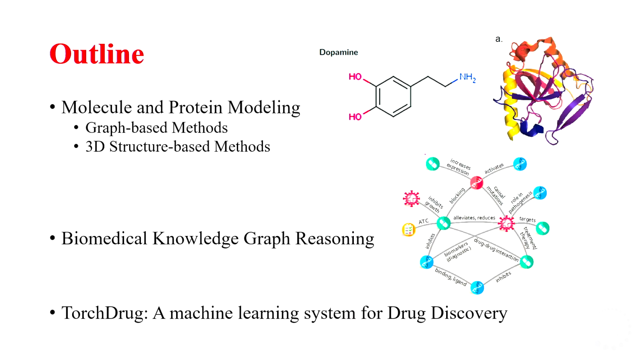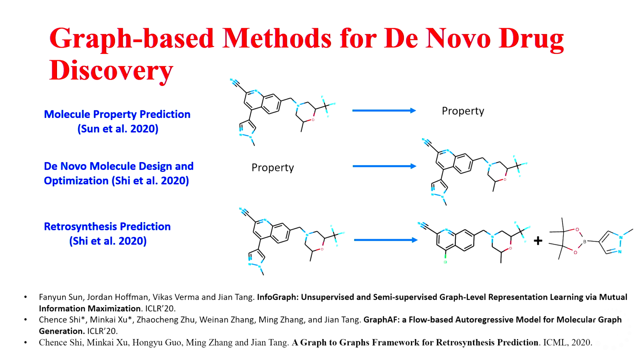In this talk, I will begin by introducing some of the work we've done on molecule and protein modeling. I'll then talk about the work we've done in knowledge graph reasoning. And finally, I'll briefly introduce our open source library, which has a lot of the models implemented, so practitioners can get started quickly. Initially, a lot of the work done in drug discovery were graph-based methods. And so here are some of the important problems in drug discovery with graph-based methods.